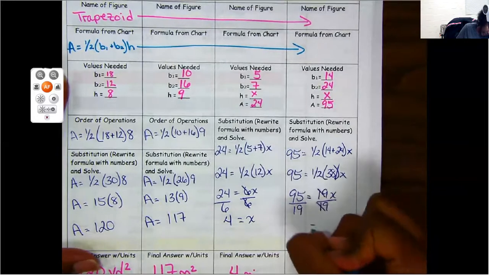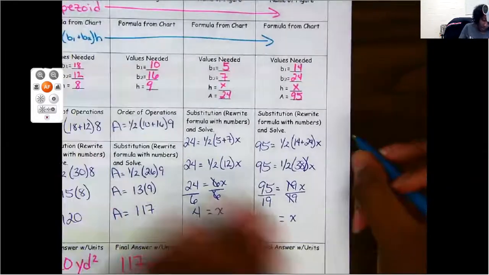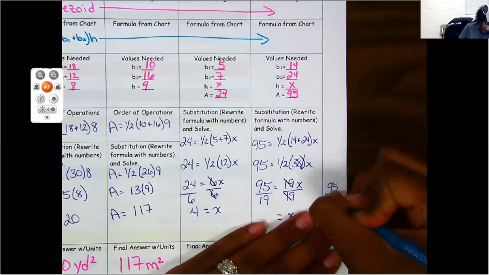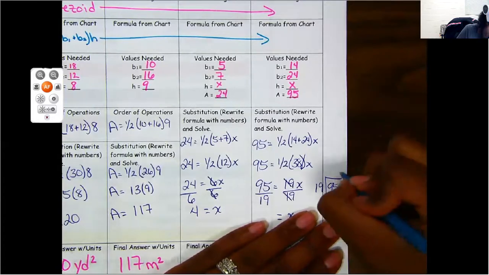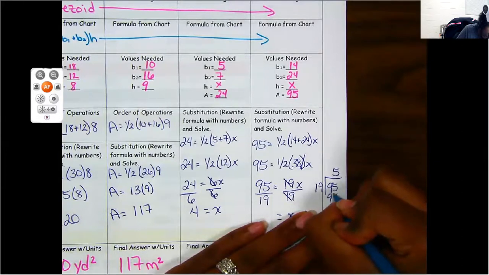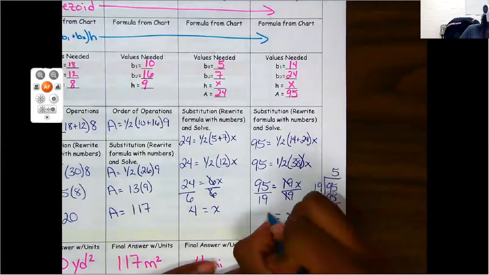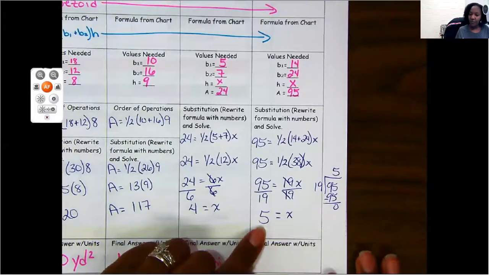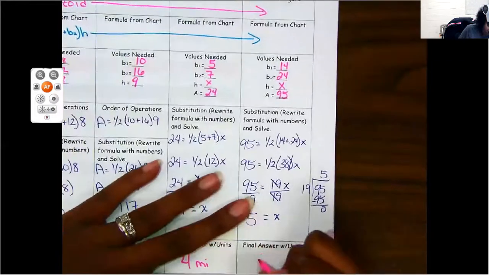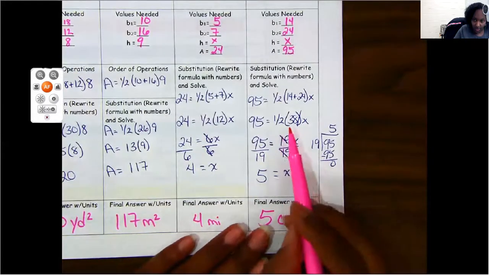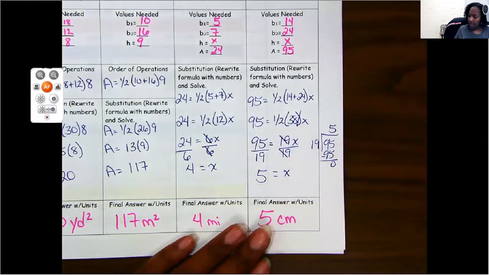This will cancel and leave me with x. I'm going to do some side work because I don't know what 95 divided by 19 is. Actually, it's 5. 5 times 19 will give me 95. Okay. Now remember, we weren't looking for area, so we don't have to put squared. We just need to put centimeters. So 5 centimeters is my height. And if I were to check that, if I come right here and put 38 times 5, that would give me 190. And if I divided that in half, I would get 95.